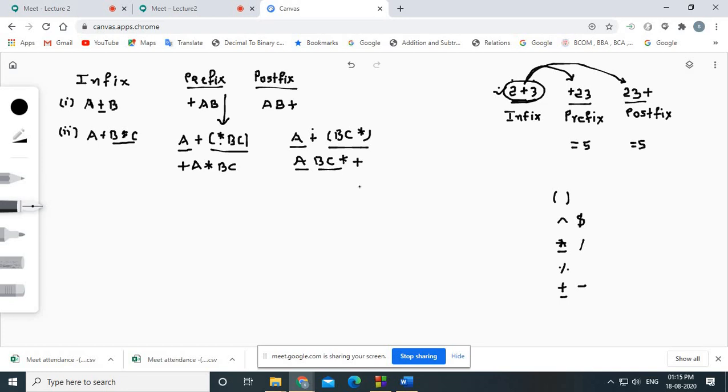So here the answer will be ABC star and then plus. Clear this one? How can we convert the infix expression into the prefix and postfix? Okay, fine. Now suppose we'll take a third example. Don't worry, we'll go through a number of examples.